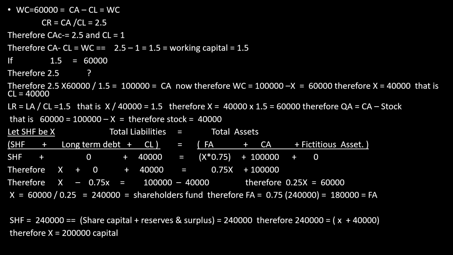2,40,000 is shareholders fund. That is, 2,40,000 is equal to X plus 40,000. 40,000 is reserve, which is given in the sum. Therefore, X will be 2 lakh. That is the capital. So once you know everything, we'll substitute in the balance sheet now. Next slide.